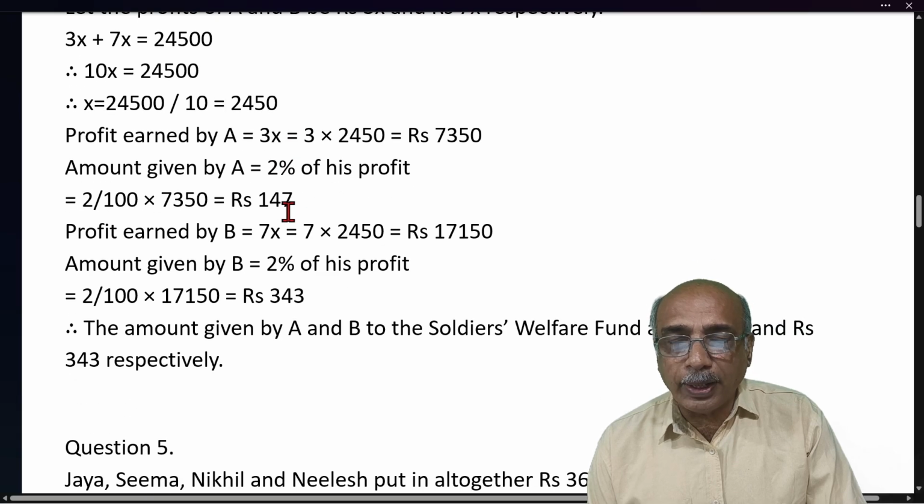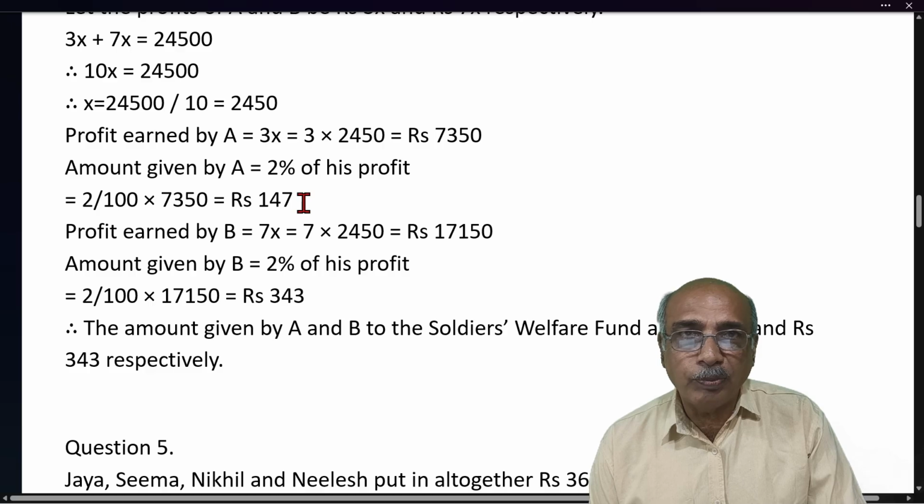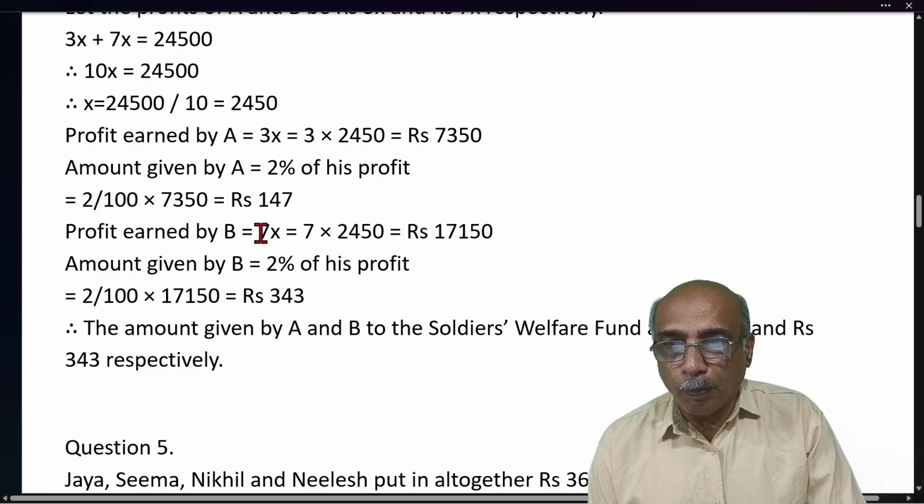Profit earned by A equals 3x equals 3 into 2,450 equals rupees 7,350. Amount given by A equals 2% of his profit equals 2 upon 100 into 7,350 equals rupees 147. Profit earned by B equals 7x.